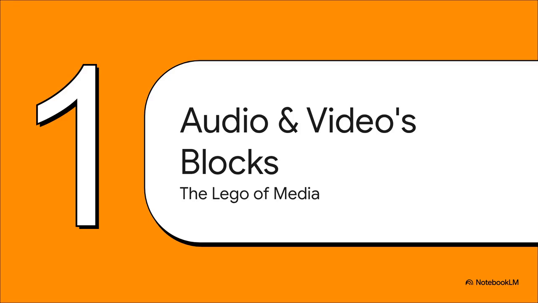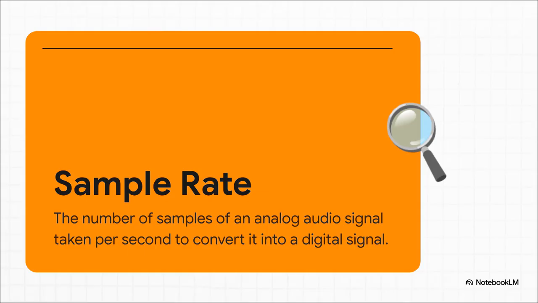Okay, let's dive into this. To really get how streaming works, we've got to look at the fundamental Lego blocks of any digital media file. And we're going to start with audio. First up is something called the sample rate. See, when a microphone records sound, it's capturing a smooth, continuous analog wave. To make that digital, our devices take thousands of little snapshots, or samples, of that wave every single second. For instance, CD-quality audio, that's 44,100 of these snapshots per second.